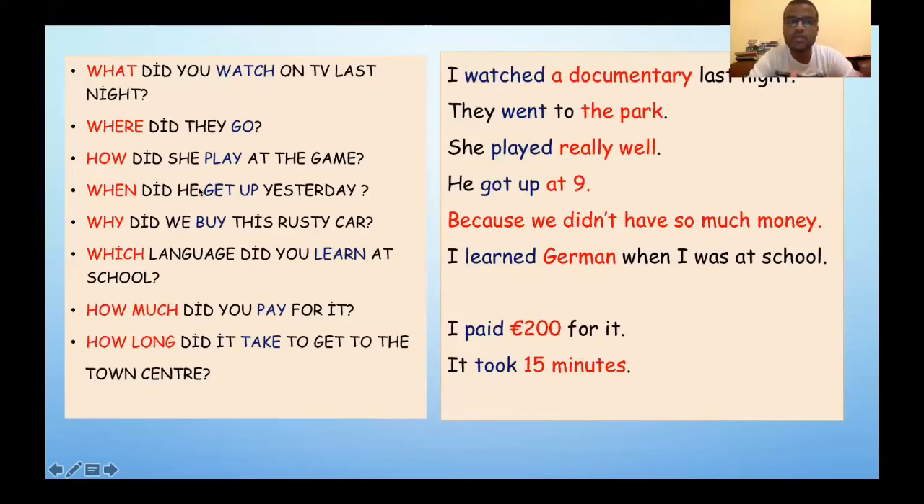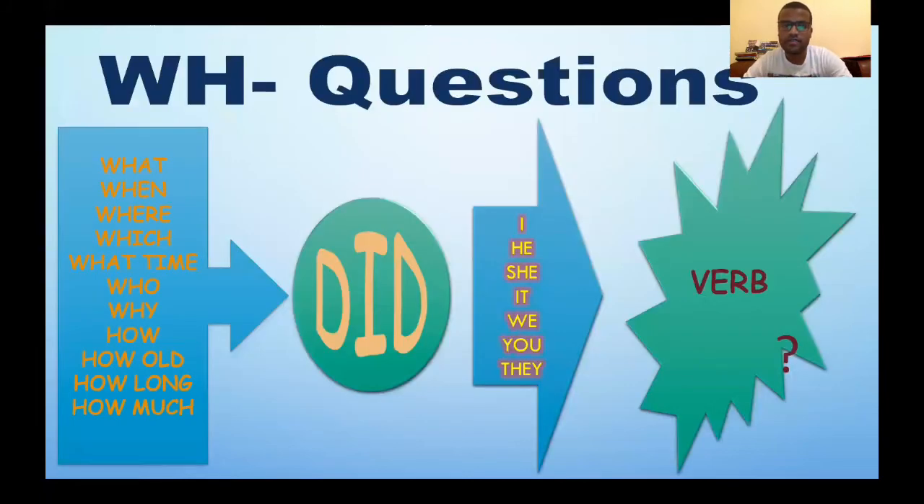So this is how we are going to make questions with WH in simple past. Okay, we put the WH question first, like we have just seen here. These expressions, plus did, plus the subject, plus the verb in infinitive, plus question mark.